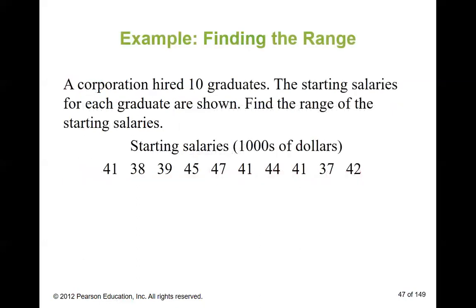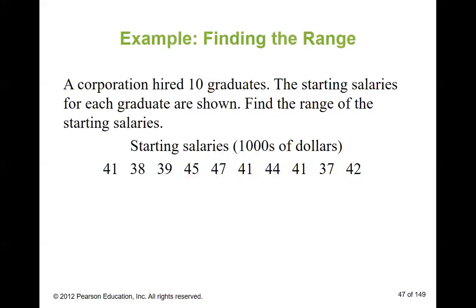So let's see if we look at this list. Can we find the range? You got a corporation, they hired 10 graduates, and here are the starting salaries shown in thousands of dollars. We talked about this last time as well on that stem and leaf plot, how sometimes you may need to show somebody the key that goes with this, because if we did a stem and leaf plot of this, when somebody sees 41, they need to understand, no, that's $41,000. Okay, that's what that means.